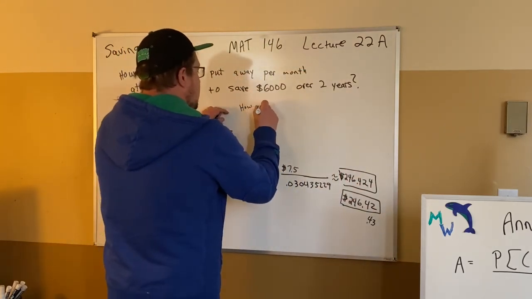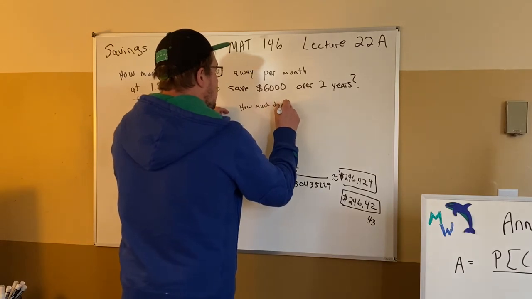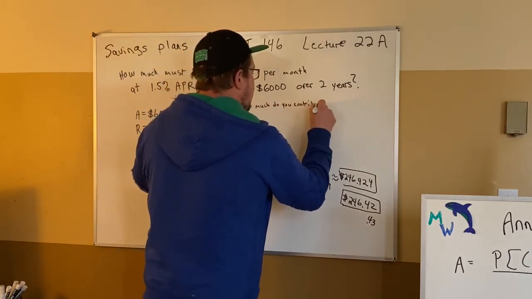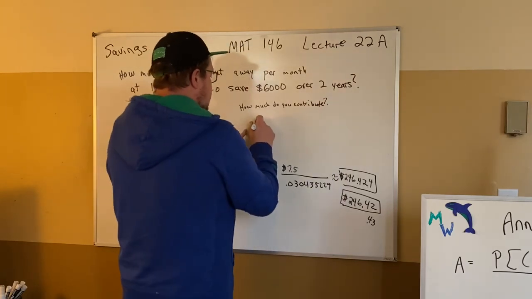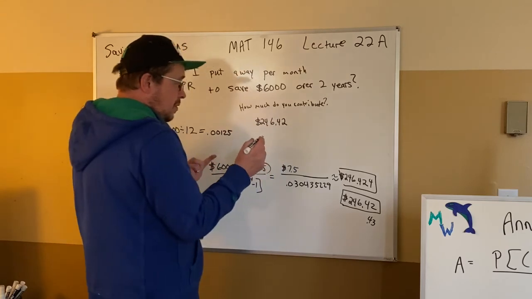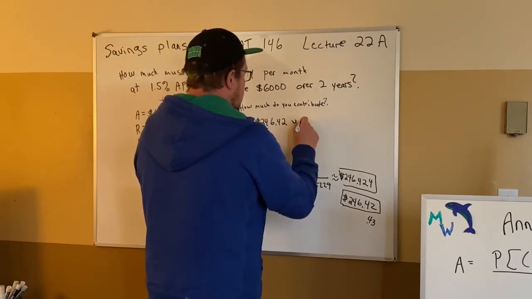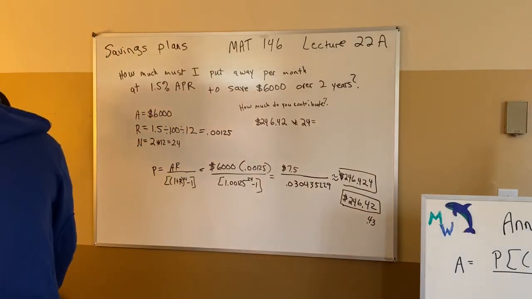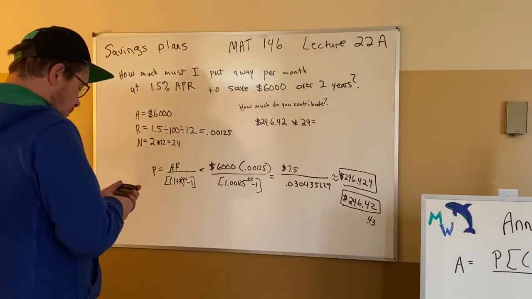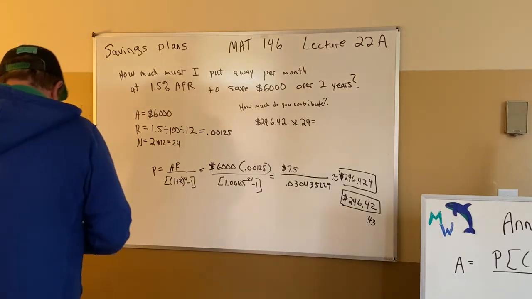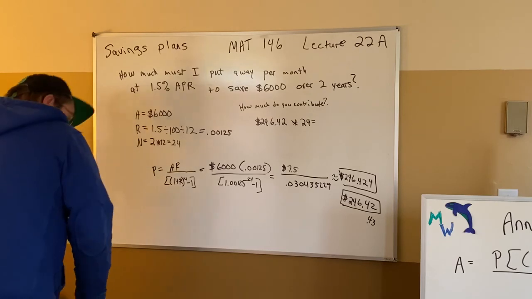How much do you contribute? We're going to take the 246.42, if you want to go with that, times the 24 months, and you get an amount for that. So this would be another part of the question. So we go 246.42 multiplied by, in this case, 24 payments, and we're looking at $5,914.08.